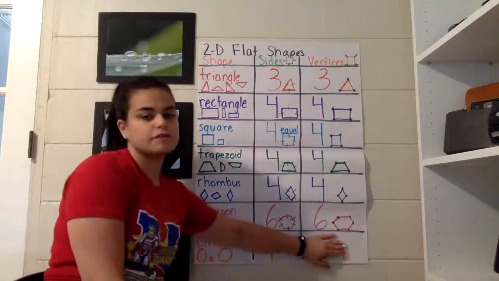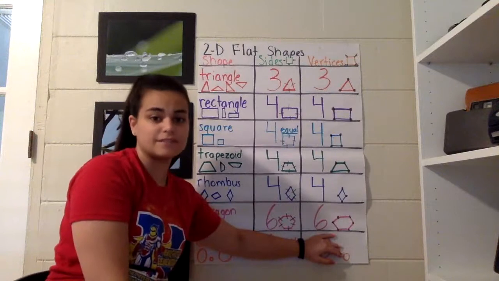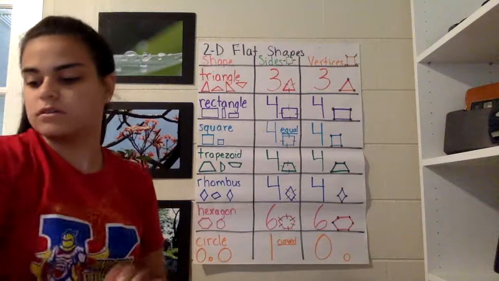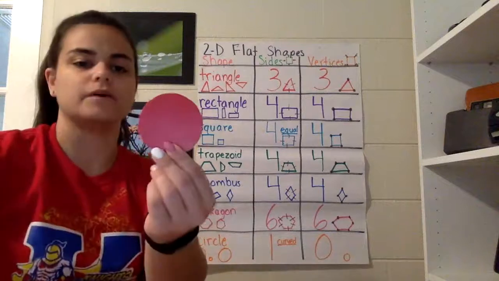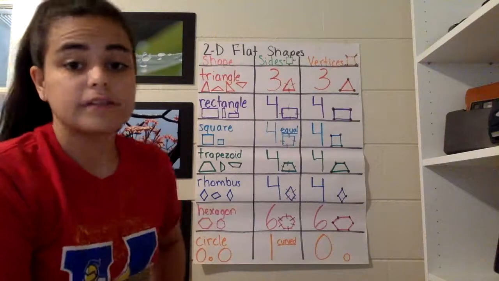Have you noticed something so far? All of them have the same amount of sides and vertices. Now our last shape's a little different. It is our circle. Let's see our circle. We all know what a circle is. Our circle is a little different than the rest of our shapes.